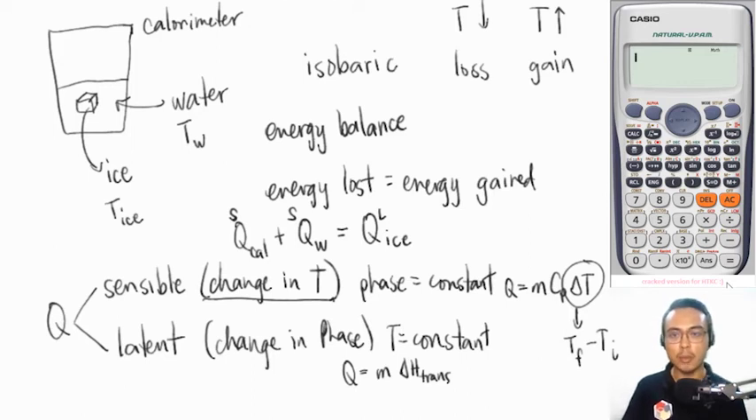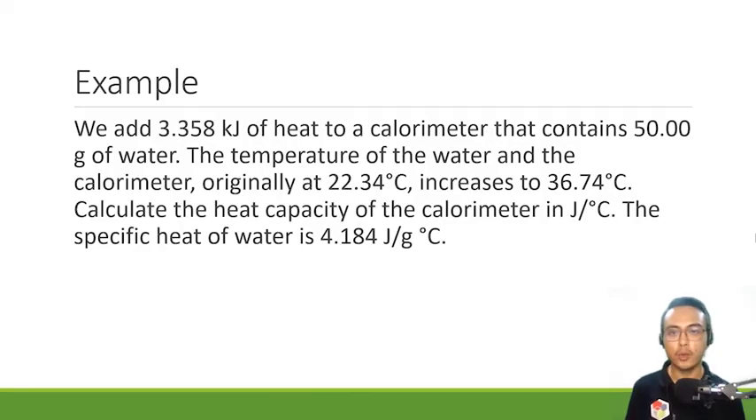Let's answer some examples. We add 3.358 kilojoules of heat to a calorimeter that contains 50 grams of water. The temperature of the water and the calorimeter, originally at 22.34 degrees Celsius, increases to 36.74 degrees Celsius. Calculate the heat capacity of the calorimeter in joules per degrees Celsius. And the specific heat of water is 4.184 joules per gram per degrees Celsius. So let me first draw the given.